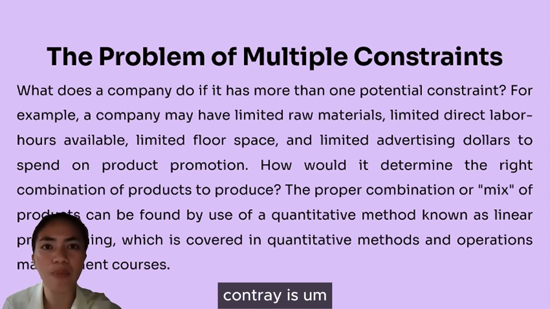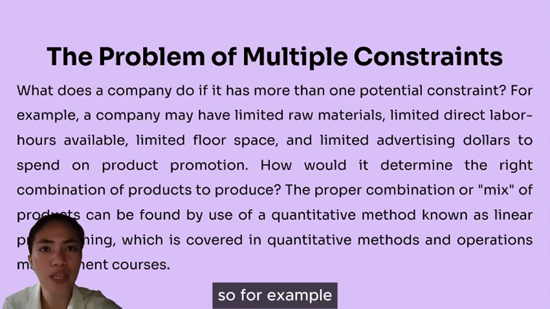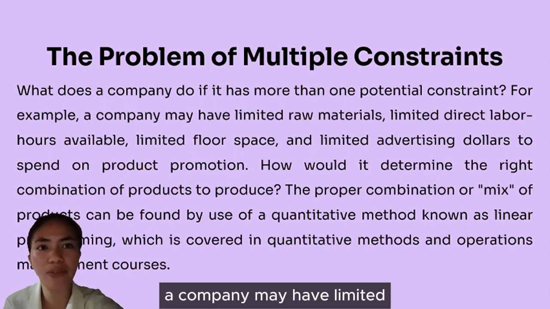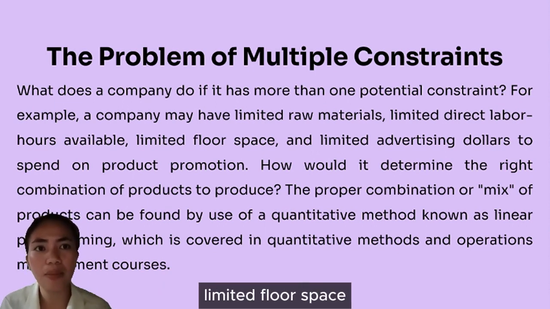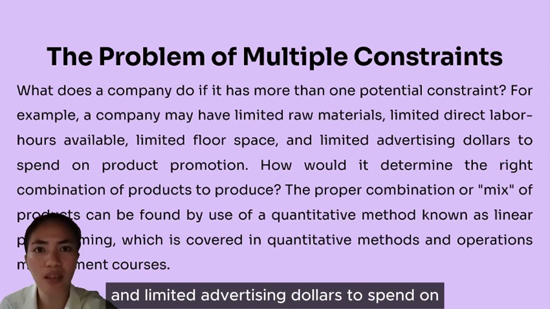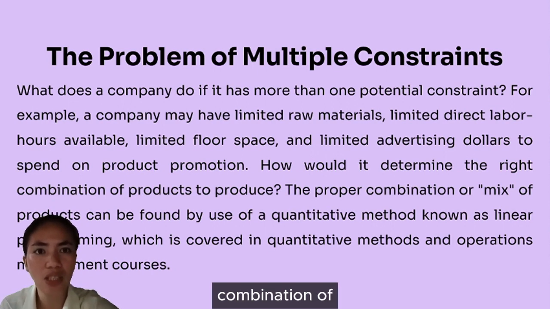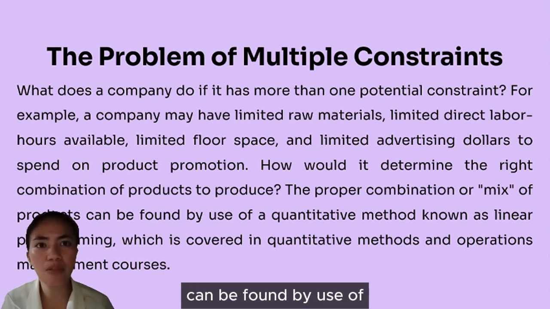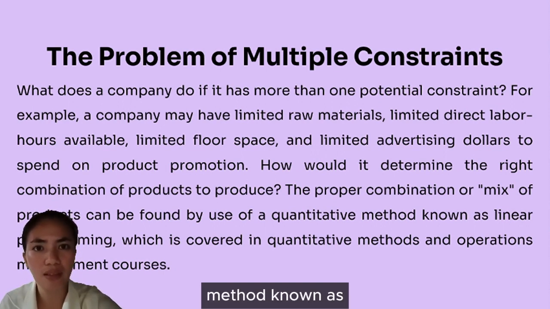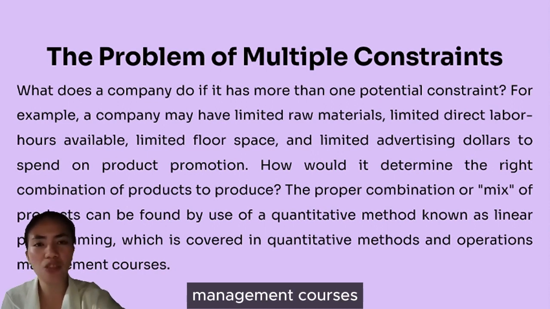So the problem of multiple constraints is, what does a company do if it has more than one potential constraint? For example, a company may have limited raw materials, limited direct labor hours available, limited floor space, and limited advertising dollars to spend on a product promotion. So how would it determine the right combination of products to produce? The proper combination or mix of products can be found by use of a quantitative method known as linear programming, which is covered in quantitative methods and operations management courses.